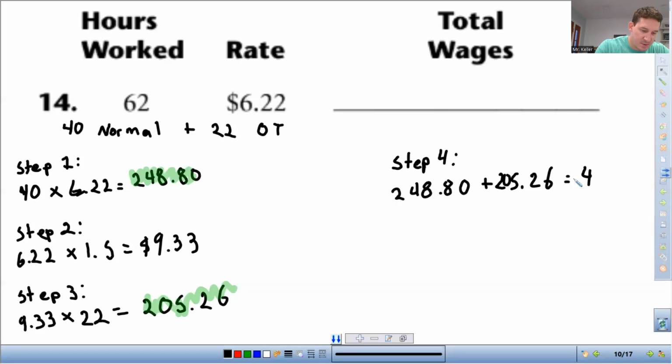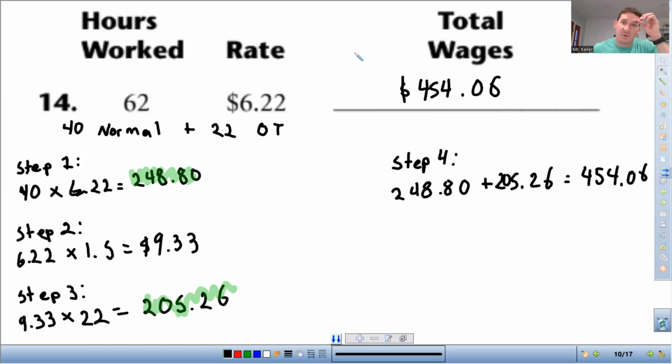No, it comes out to 461. No, hold on. 248.80 plus 205.26. I had a button stick the first time. 454.06. So the total wages are $454.06.